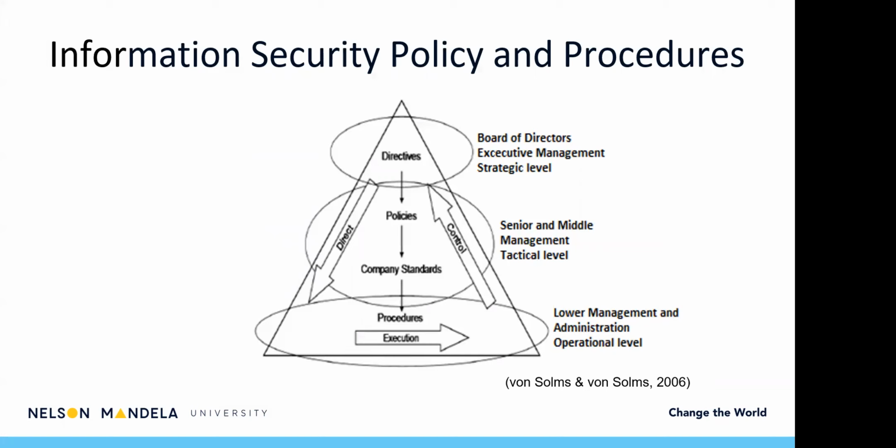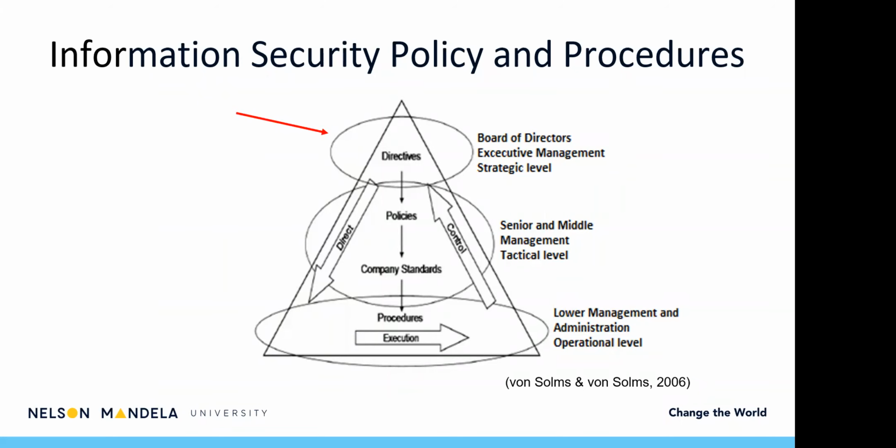Information security policy and procedures. To understand where information security policies fall within an organization, I would like to bring to your attention the corporate governance direct control cycle. The direct control cycle includes the three levels of an organization, namely the board of directors and executive management, senior and middle management, and lower management and administration.